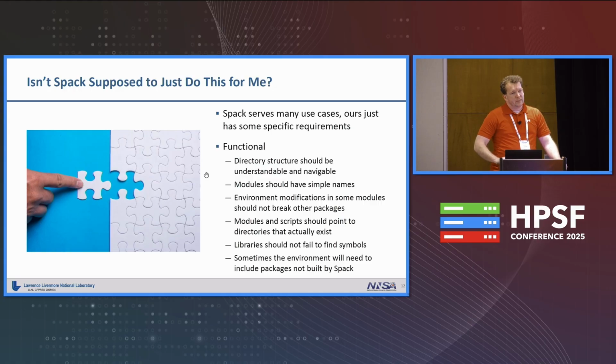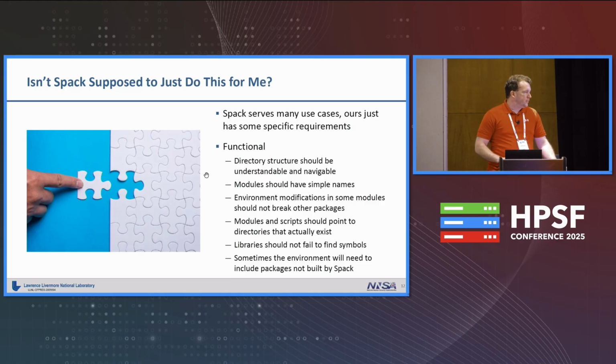Pointing to things that actually exist, we do that ourselves. Libraries not finding symbols: Spack enforces quite a bit of this by trying to RPath everything, but there are some things that are just installed by not Spack, either pip or unpacked from a tarball or what have you. And so we have to go back and find those. And it'd be nice if Spack could do that. But then again, Spack doesn't always know the final place that it's going to be put into, so some of those have to change.